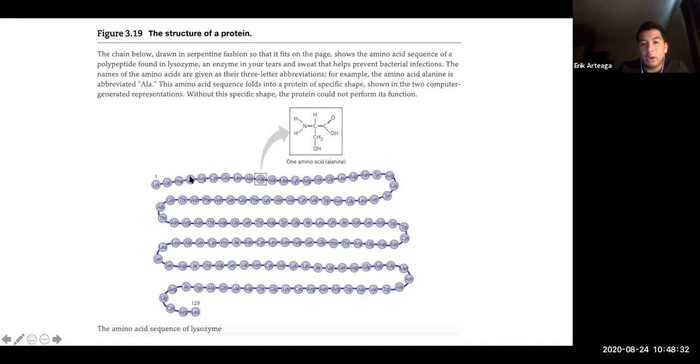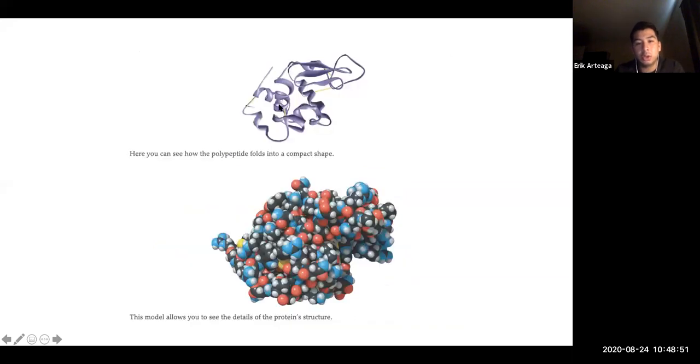There is a secondary form, which is going to be the secondary folding of this protein. So it's going to be the alpha helices or the beta pleated sheets. These are going to be the beta pleated sheets here, but it's just the way the amino acids are going to fold, okay? So they'll fold in a different arrangement, and this will give rise to the structure of the protein, right? Here you can see how the polypeptide folds into a compact shape, and this shape will be the reactive or the useful form of that protein.